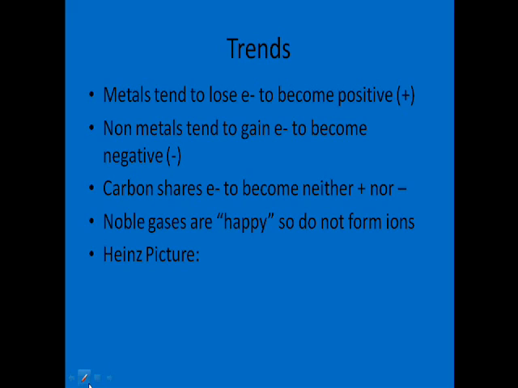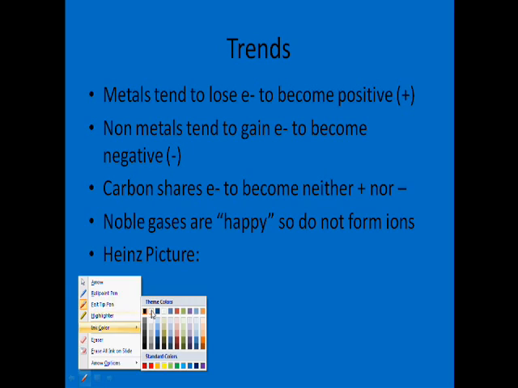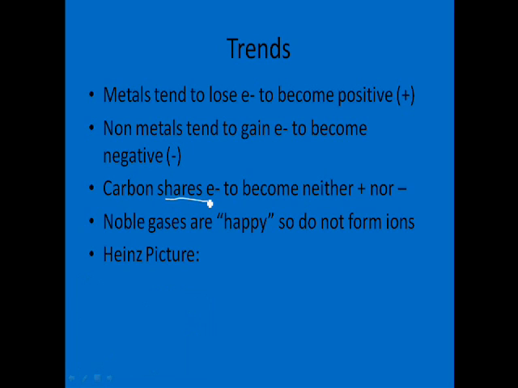They tend to share, and when you share electrons, you make something called a covalent bond. So carbon tends to share as opposed to gain and lose electrons. We say that noble gases are happy. I don't like to personify atoms, but maybe I tend to. They don't tend to form ions, and I'll really come back and talk about what that happy means. What does it mean for elements to be happy?